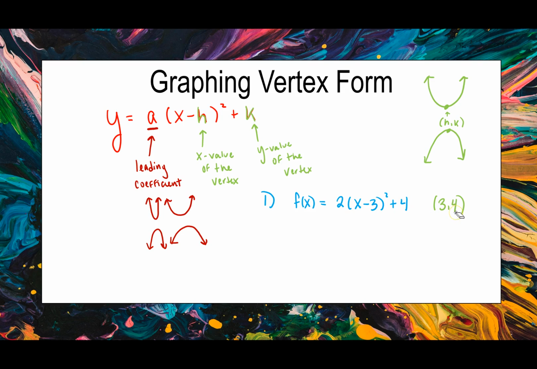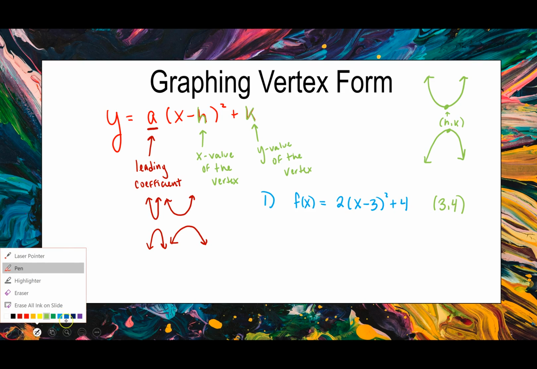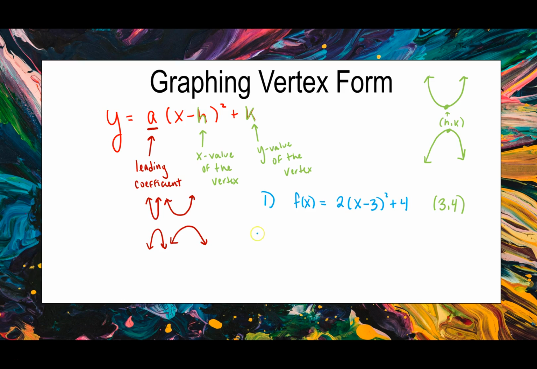All right, let's try another one, something maybe a little bit more challenging. What if I had y equals negative 1/2 times (x plus 6) squared minus 2? What would the vertex be there? Again, remember, we are taking the opposite of this, which in this case is going to be a negative 6, and then you're keeping your minus 2. So that's your vertex.